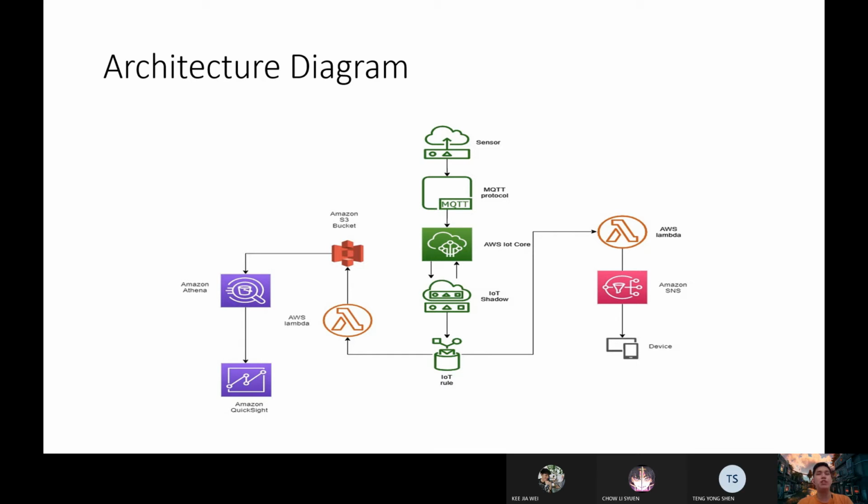Amazon SNS will send a notification to the device whenever the value is over the air quality level. The Amazon S3 bucket will store the data, and we will run the query in Amazon Athena and visualize it using Amazon QuickSight.